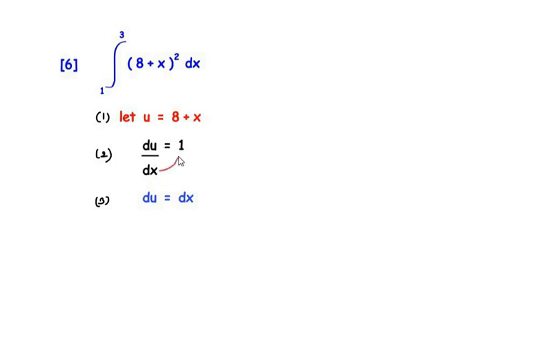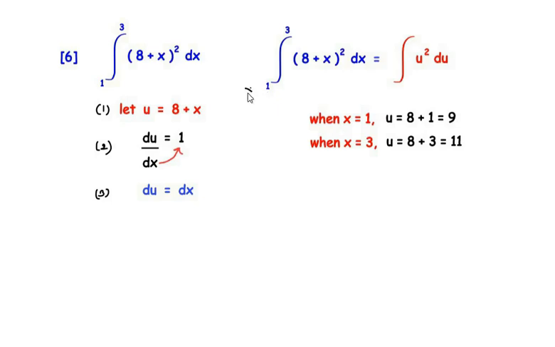Now taking dx on the other side of the equal to sign, we get step number 3, that is du is equal to dx. Now replacing all the x terms by u terms, we get integration of x is equal to 1 to x is equal to 3 of 8 plus x to the power of 2 dx is equal to. Now since this is a definite integral, remember that the limits over here also need to be changed from the x terms to the u terms when we are replacing all the x terms by u.